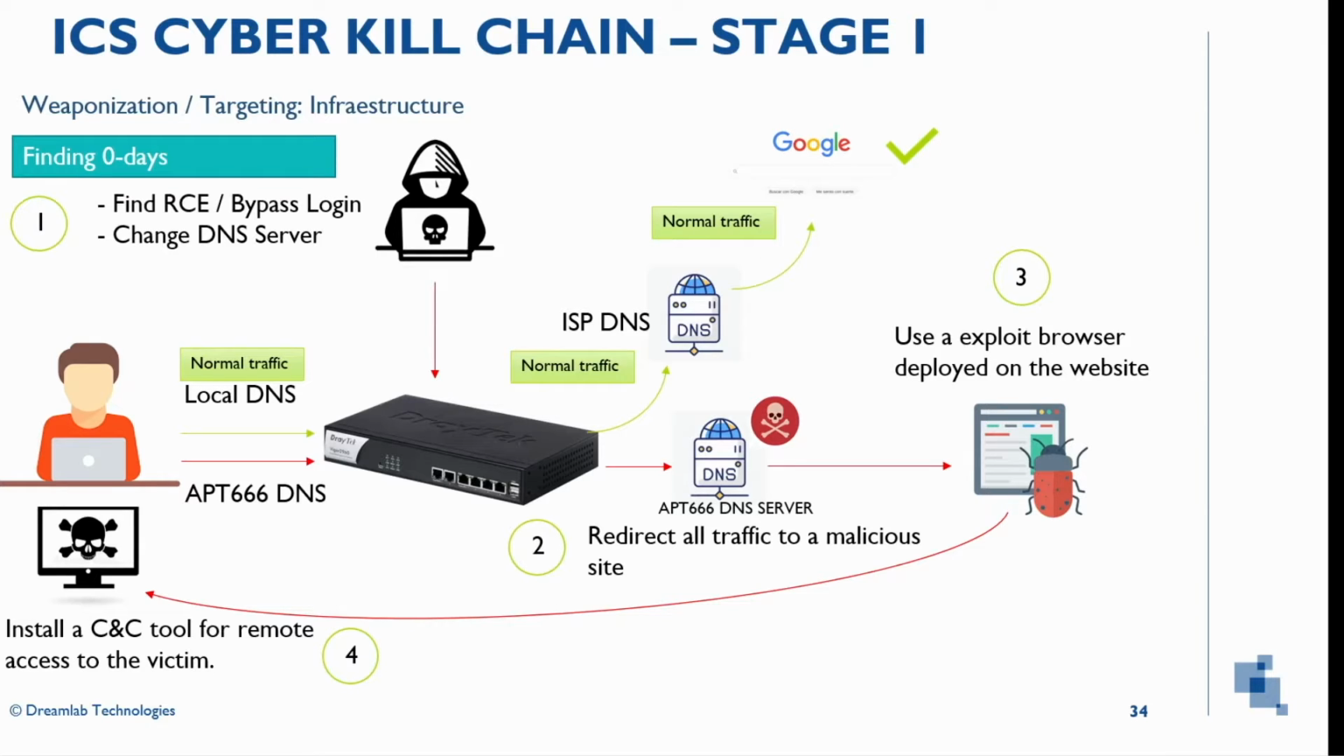So our plan for vector 2 is also similar to the previous one. We want to redirect all the traffic to a malicious site, use a browser exploit deployed in the website, and install a command and control tool for remote access to the victim. But since we don't know who is behind this device, we need to hack the DryTech router in order to find some remote code execution or login bypass to change the DNS server.